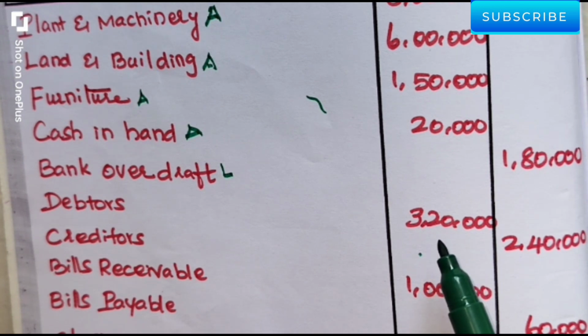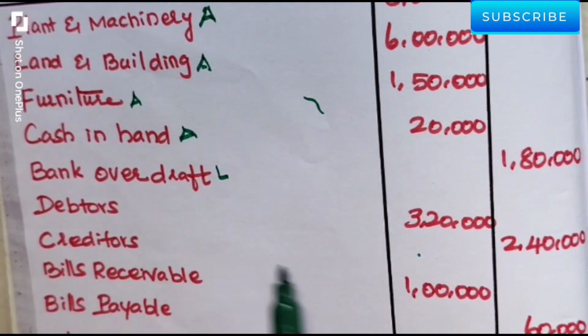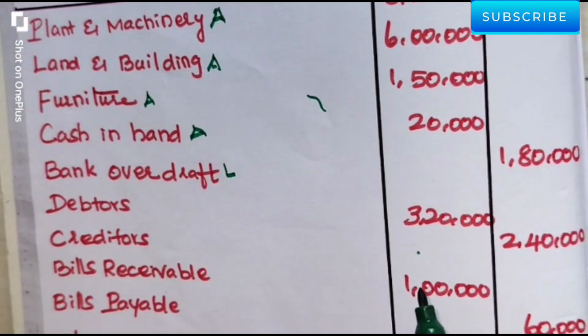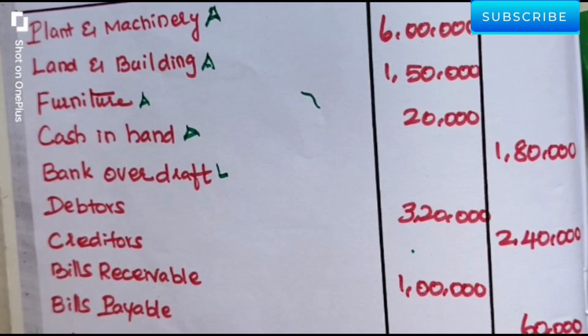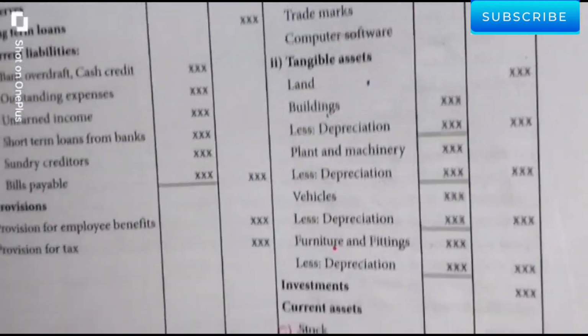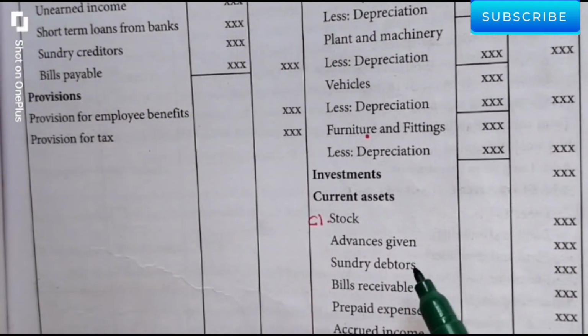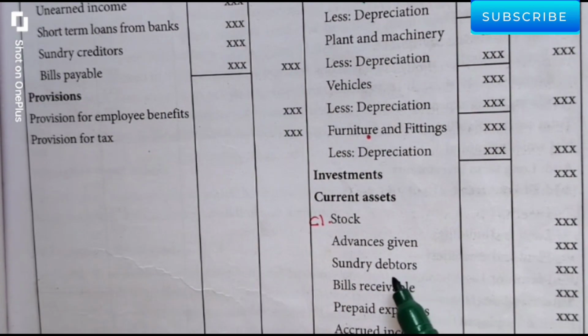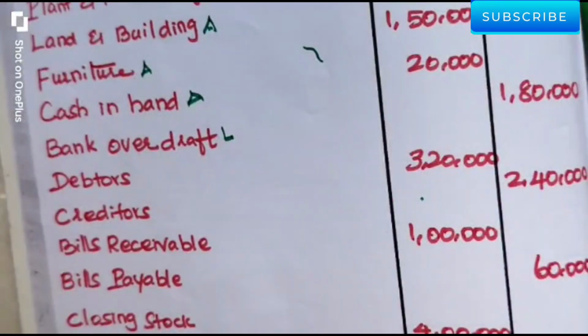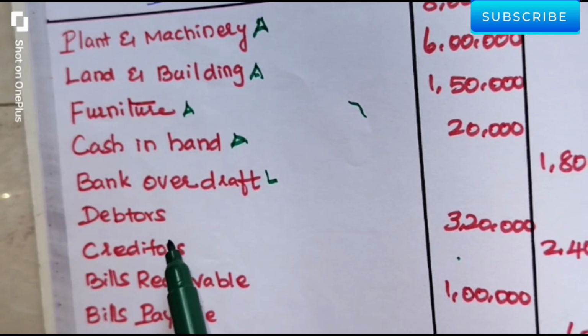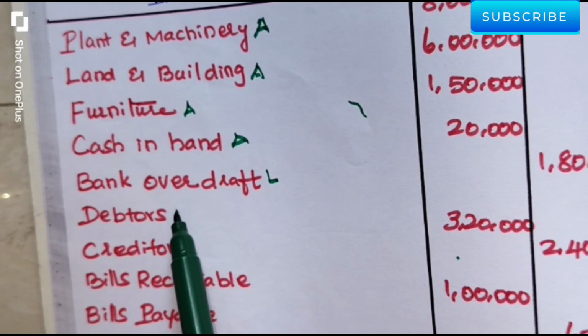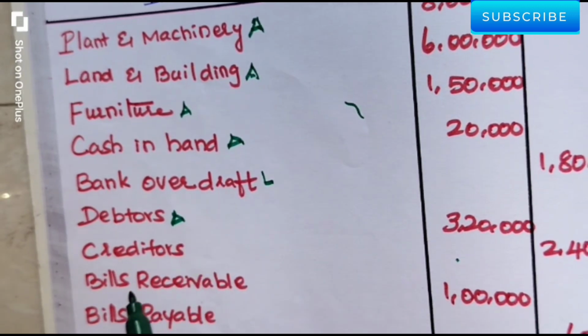So Raju is a debtor to you. How much rupees? For 3 lakhs 20,000 rupees. So sundry debtors come under the heading of asset. As per the format of balance sheet, sundry debtors go to asset side. So you have to write the letter A. A means asset.